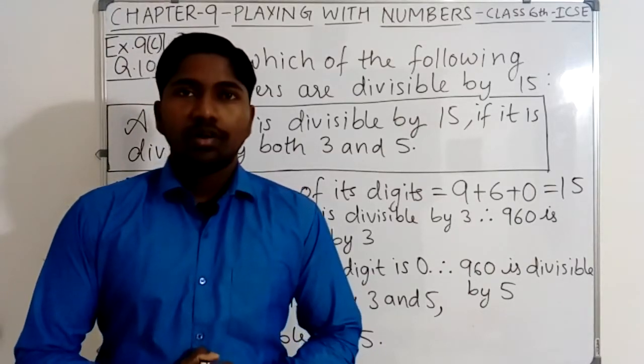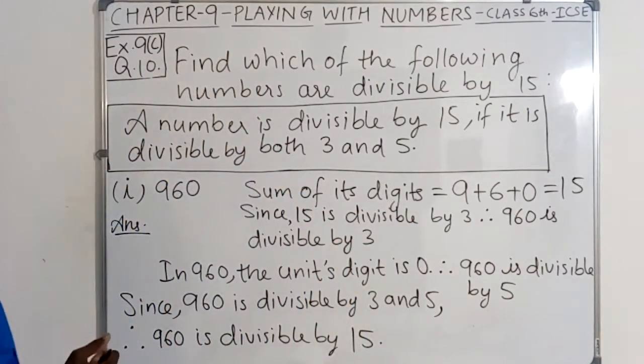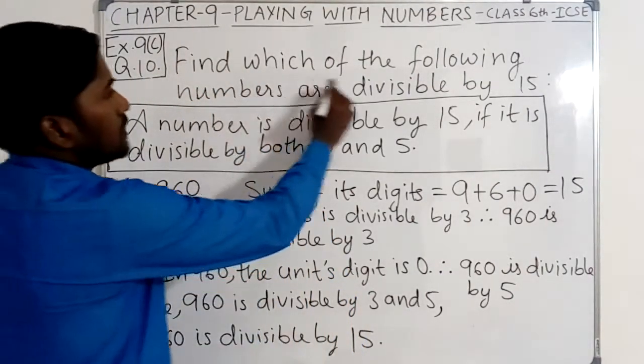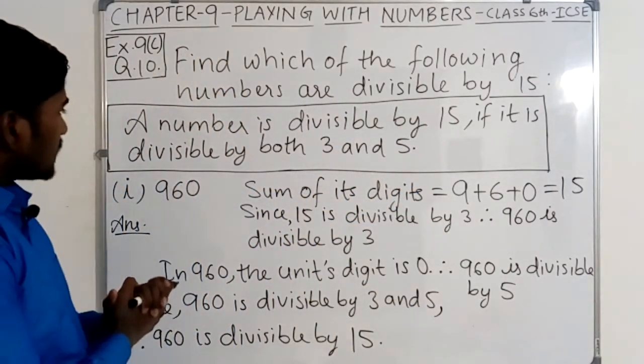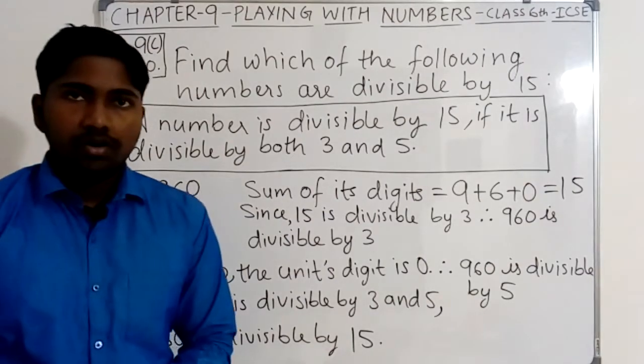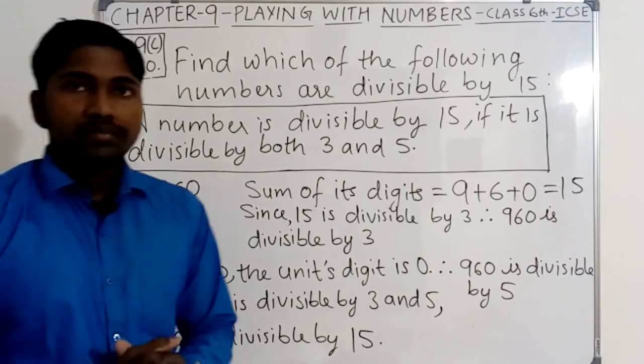And now I am going to solve question number 10, exercise 9C. So what is question number 10? Which of the following numbers are divisible by 15? So we have to check whether the numbers are divisible by 15 or not. So what is the condition? Whether the number is divisible by 15 or not?